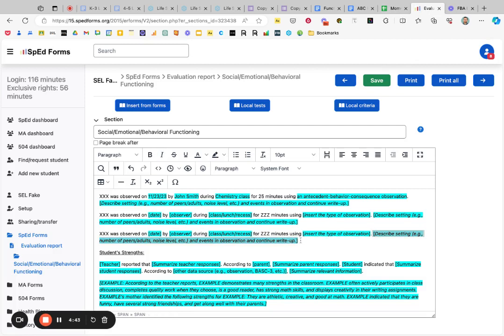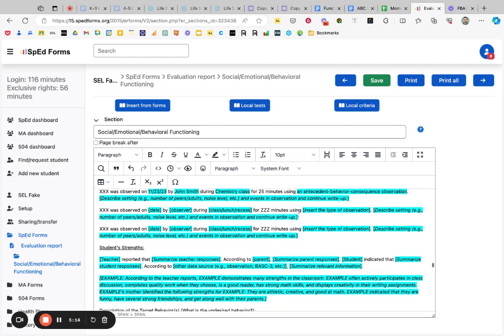When you get here, you would say the purpose of the observation was to document what percentage of time the student is on versus off task. During this observation, the student was on task 63% of the time, off task the remainder of the time, and you would add any other details that are relevant. We're not trying to write a novel here, but just what is crucial for the people reading this report to know about the time you spent in that room. So just writing up your 3 observations.